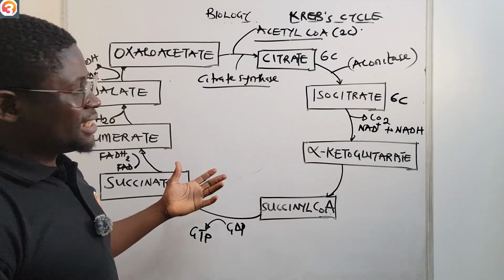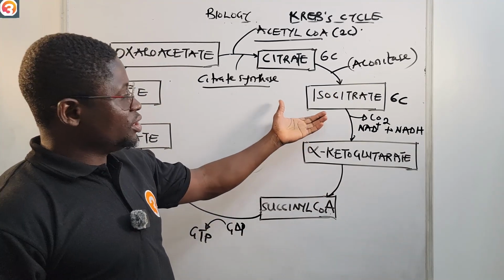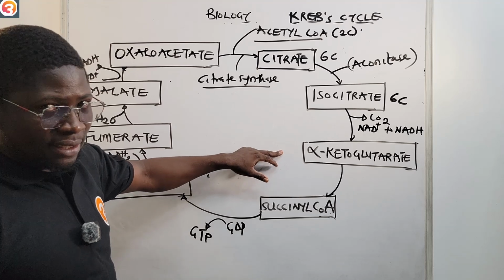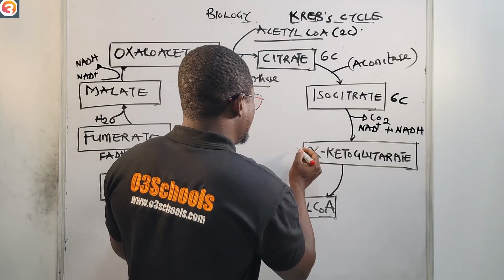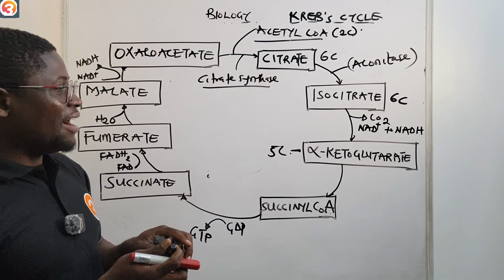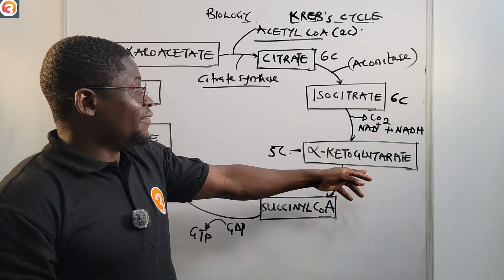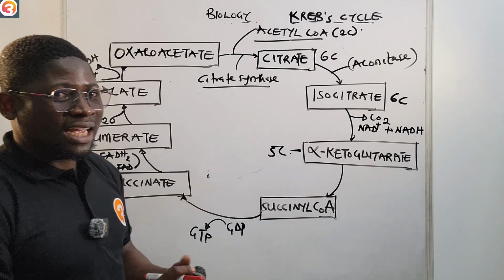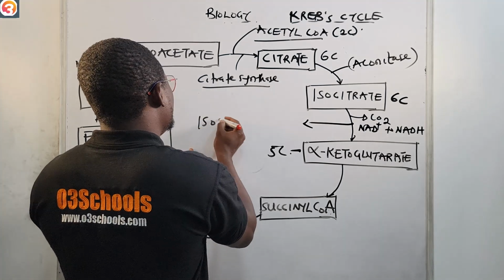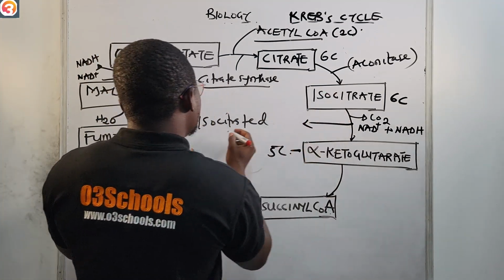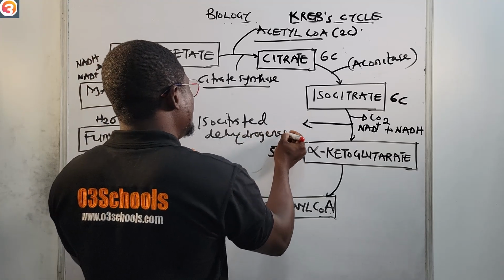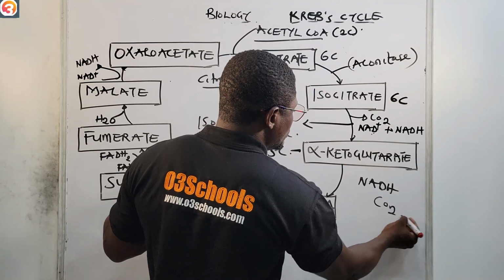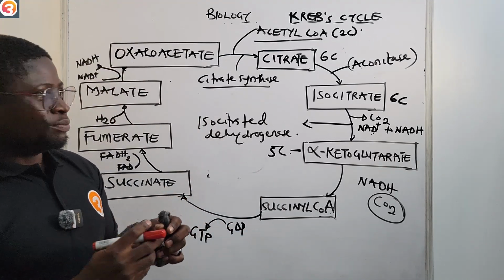The next stage is the conversion of isocitrate to alpha ketoglutarate. Alpha ketoglutarate is a 5 carbon compound. The enzyme involved in this is called isocitrate dehydrogenase. This process produces NADH and also produces CO2, which is a waste material. Please take note of that.